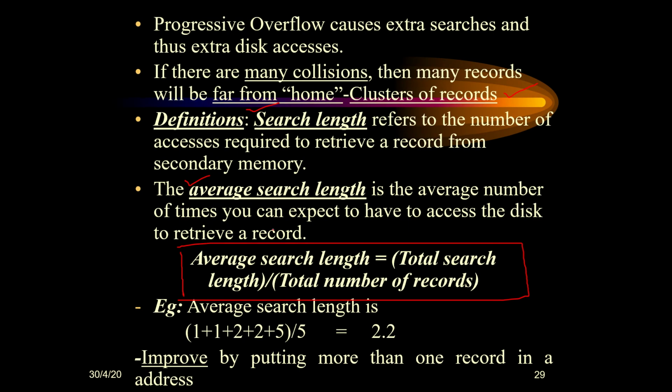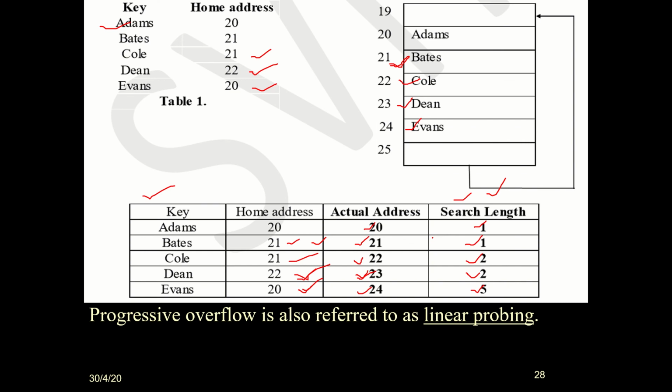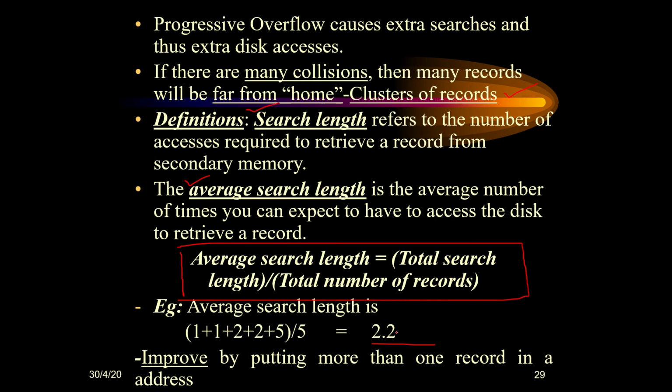Now we go for the average search length formula. 1 plus 1 plus 2 plus 2 plus 5 divided by 5, that is 2.2, as you see in the previous diagram itself. This is the search length being added, and this is the value we get. We need to find some technique so that we can improve this. We can improve this by including more address space or more memory.